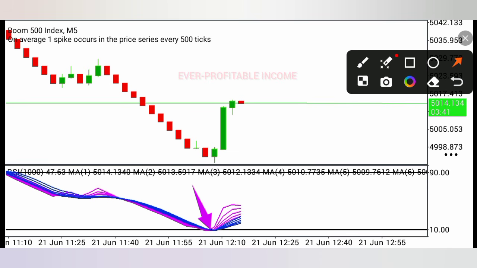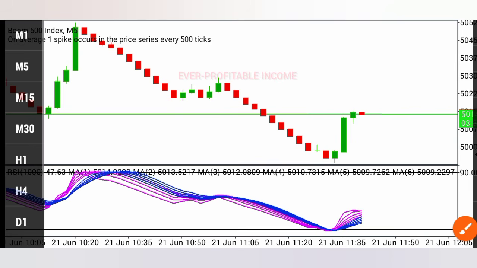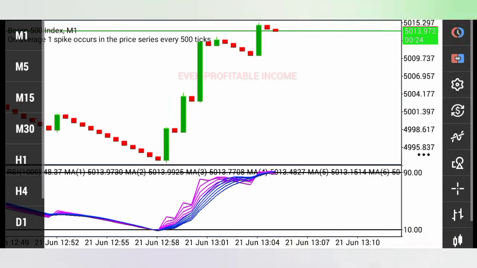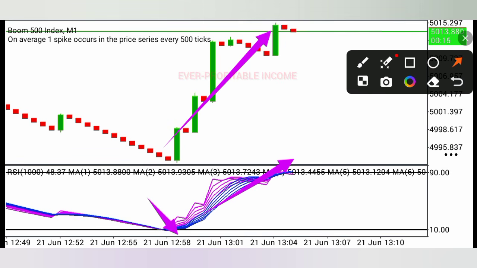So when you notice that and the overall trend is also bullish on the higher time frame, you go over to your 1 minute time frame and then you hop into a trade. Every time the moving averages hit level 10, a spike is going to come. Can you see that? And that is exactly what we have happening right now.